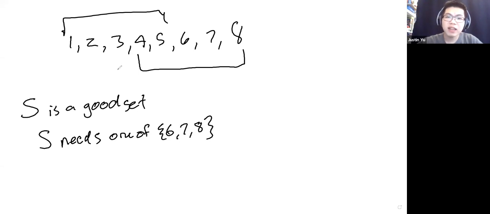All right, can you guys apply symmetric arguments, except looking at this set? Looking at this set and knowing what we know, what does S have to have? It's the exact same principle.